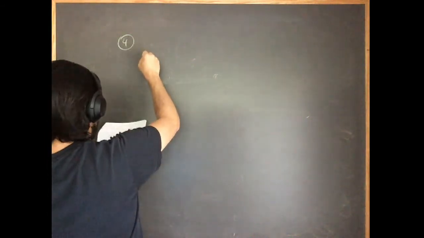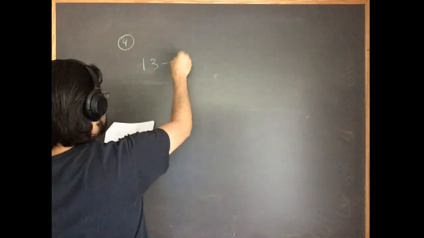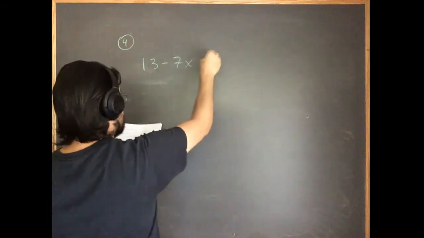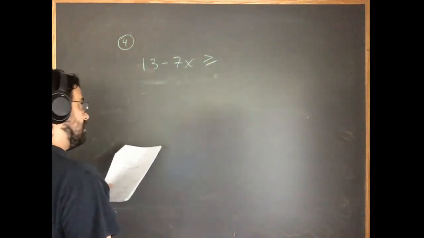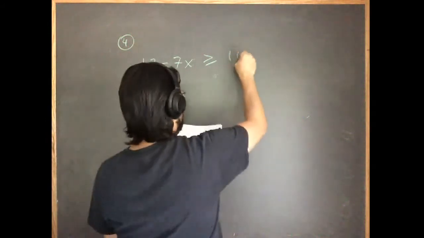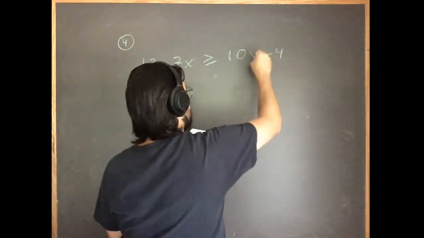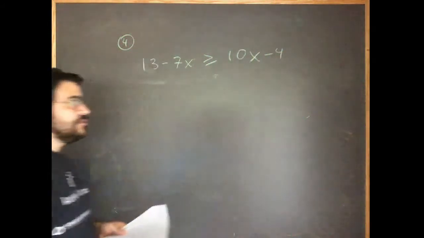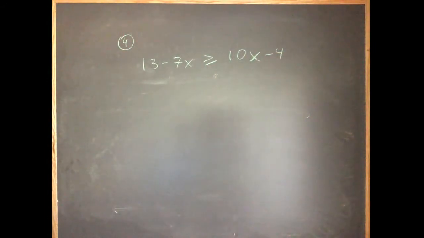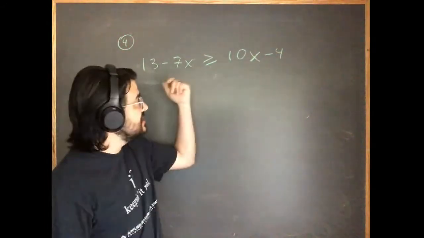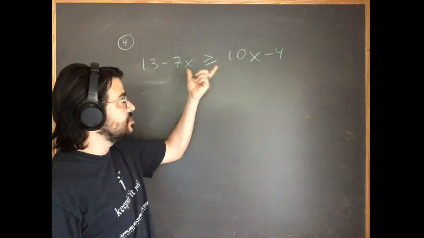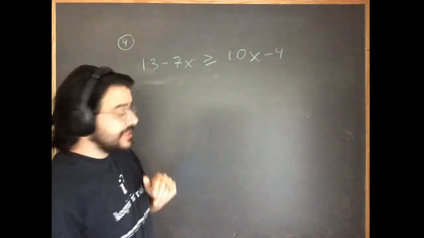Okay, so this is question number 4 that we've looked at. We're going to look at 13 minus 7x is greater than 10x minus 4. What we're after here is figuring out what values of x I can plug into this inequality that will result in something that's true. Let me give you a quick example.